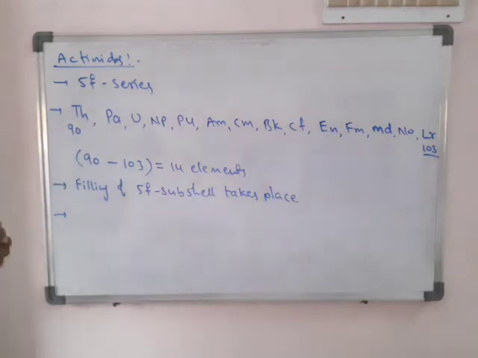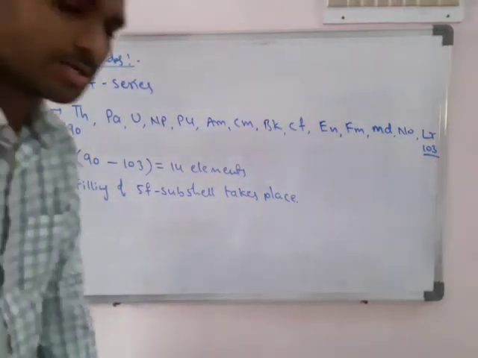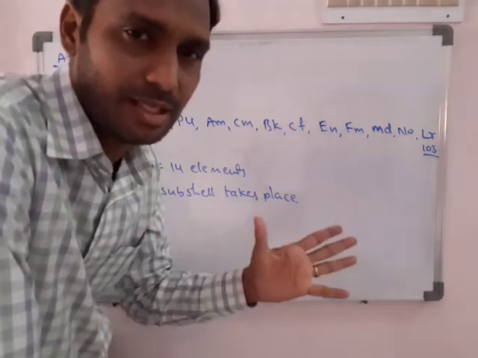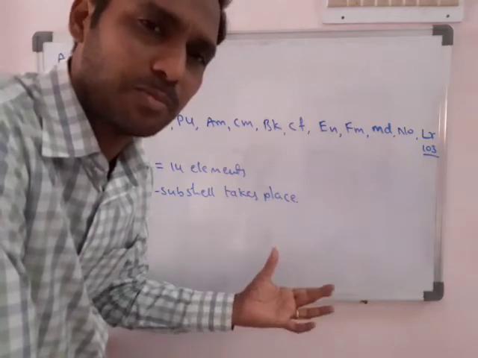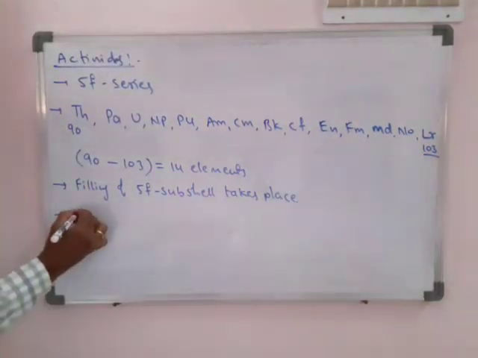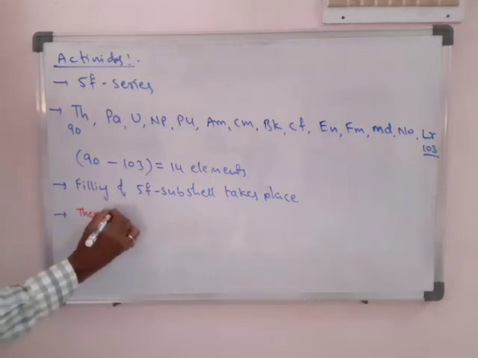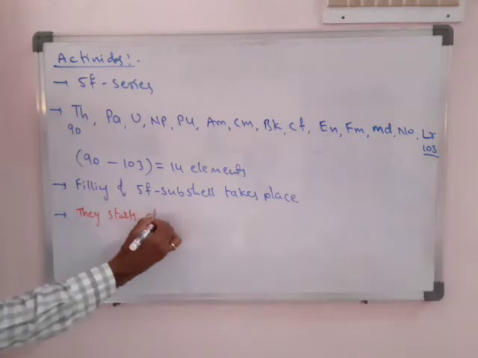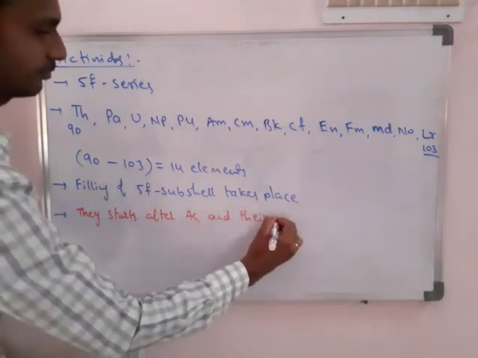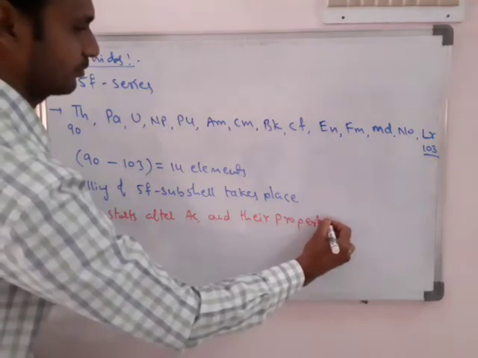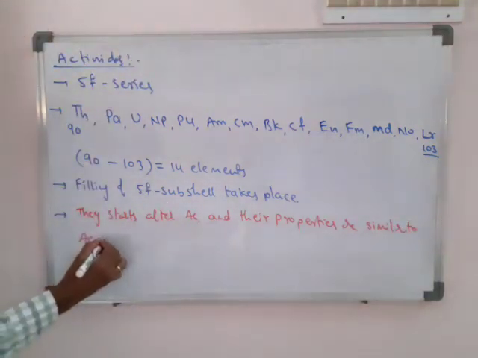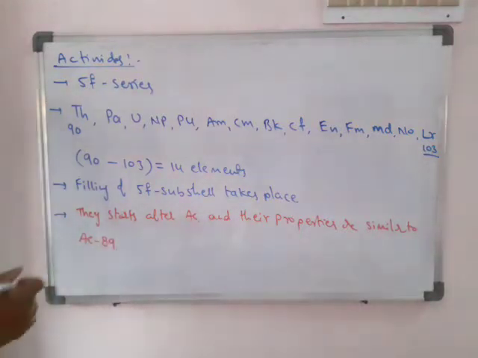So why are they known as actinides? We already know the reason from the lanthanides. Actinium, in the D block, is 89; they start after actinium, but they are treated as actinides, and their properties are also similar to actinium. AC means actinium here, which is 89.